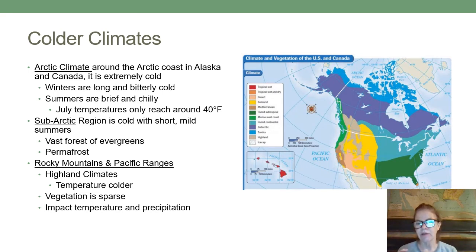into the lower latitudes, lower, I guess, for that area, here it's cold with short, mild summers, right? You get vast forests of evergreen, and you also get permafrost. That's the layer of the ground that is permanently frozen, and it might thaw during the summer, right? You also have up there in those Rocky Mountain ranges, those temperatures are colder. It's going to vary based on the elevation. And in those areas too, there's not going to be much vegetation, right? Because of the lack of ample oxygen and precipitation.